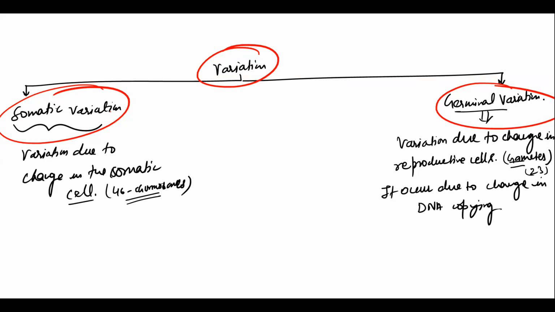Okay, so what I'm talking about here is somatic variation. So what is somatic variation? We can simply say that those variations that take place in the somatic cells of the organism. There are two types of cells in our body: one is the gamete cells or germ cells, and the other is the somatic cells.